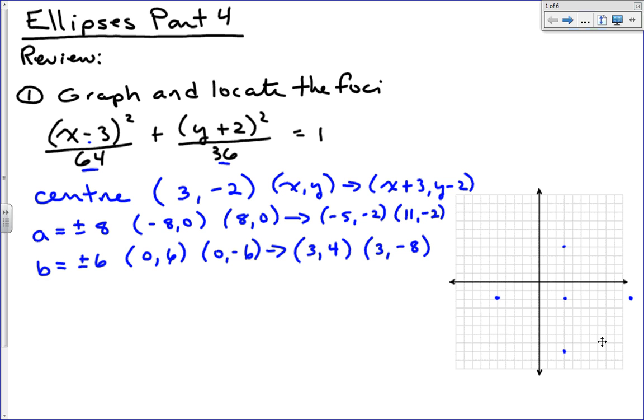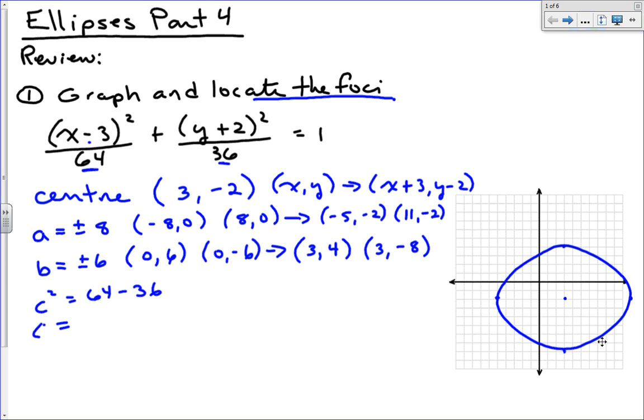Okay, so then we can sketch our ellipse. And remember that whenever we graph this, even without saying it, we still need to locate the foci. So our c squared is a squared minus b squared, so 64 minus 36, giving us c is equal to the square root of 28, which will be 2 root 7, which is approximately 5.3.